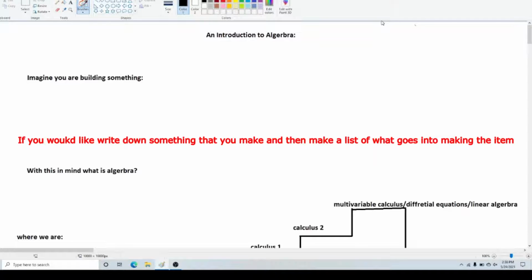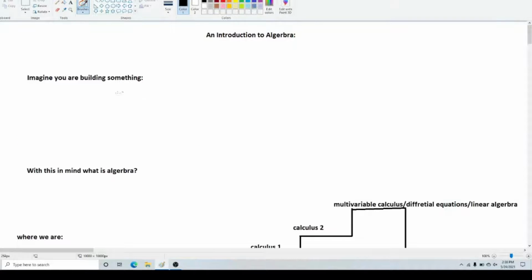So I want you guys to imagine that you are building something. Go ahead and pause the video if you would like, and get this written down. Okay? So, we're building something. Maybe something like a table. So I want you to think about the components that go into building a table.